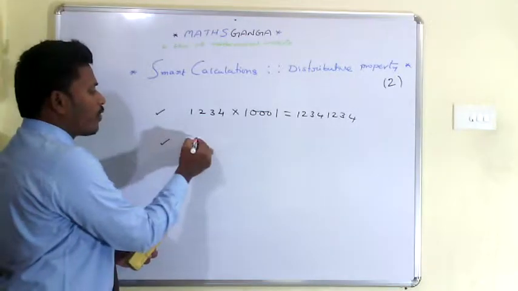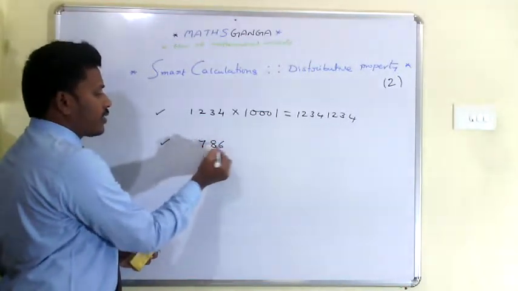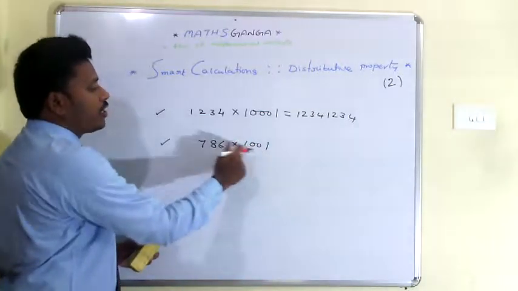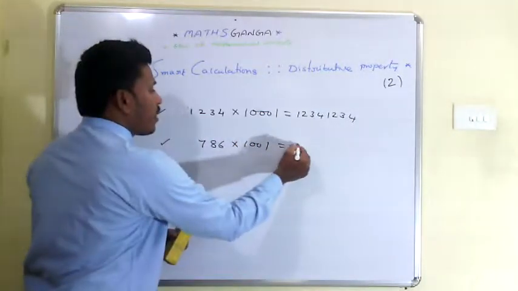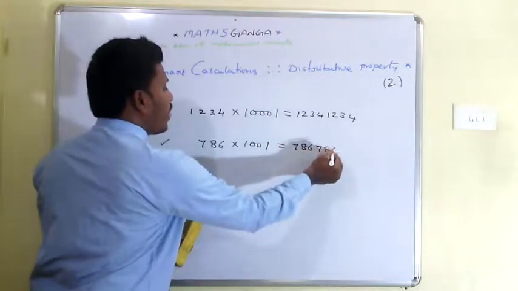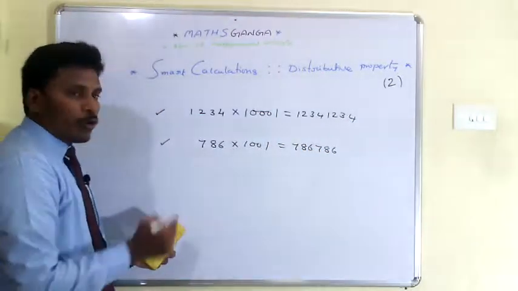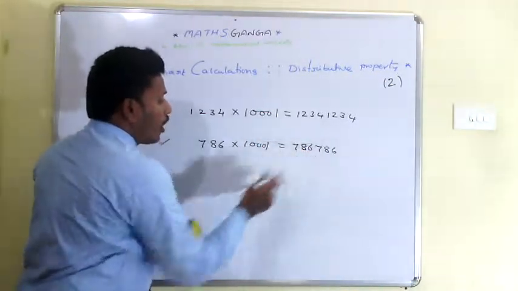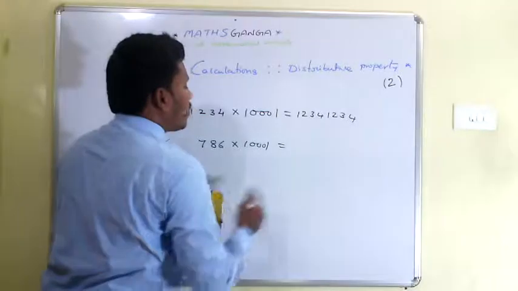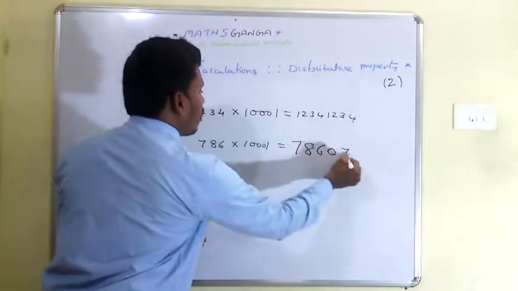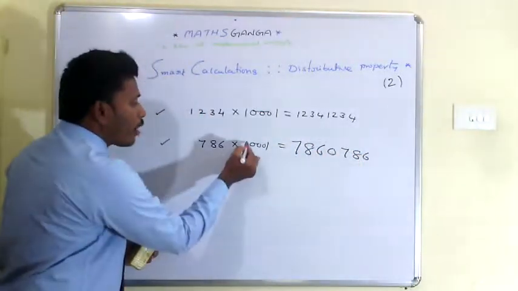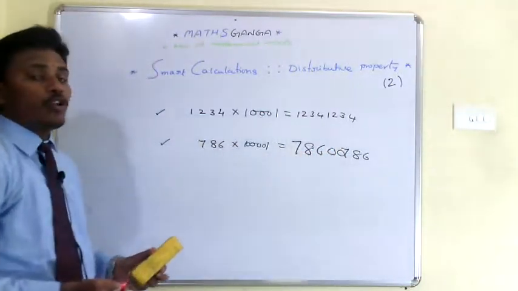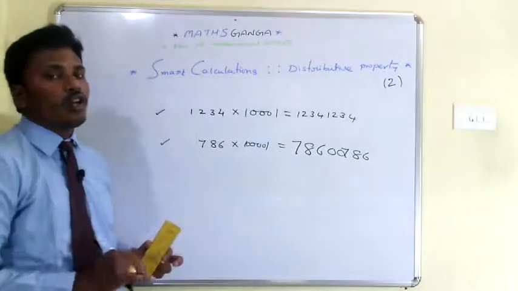Okay. So in another example, if you take 786, here we have 3 digits. So we need to multiply by a number having 2 zeros in between. The result is 786, 786. Okay. Suppose I add one more zero here, then I will get one 0 in between: 786, 0, 786. If I add one more zero here, then the result is 786, 2 zeros, 786. Like that we need to keep in mind.